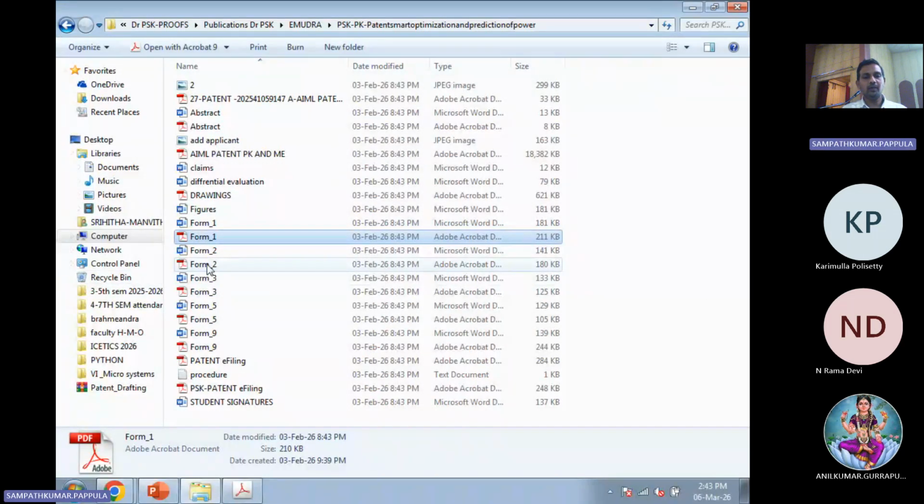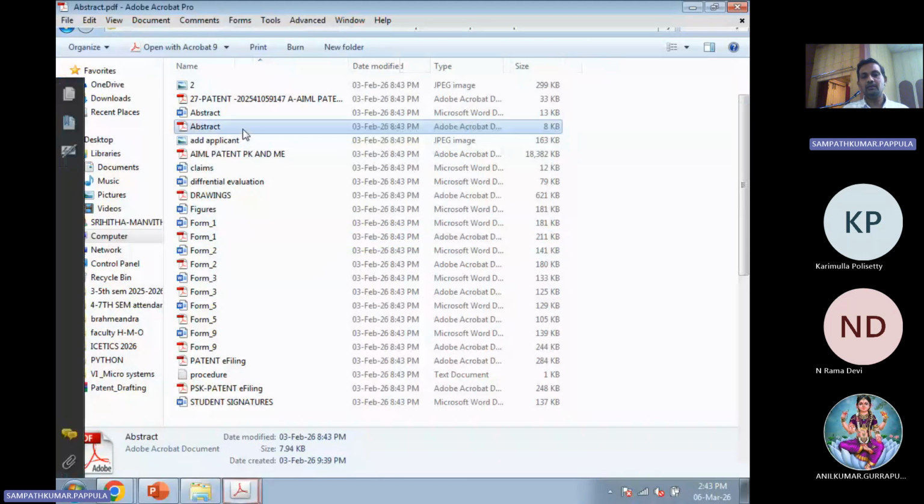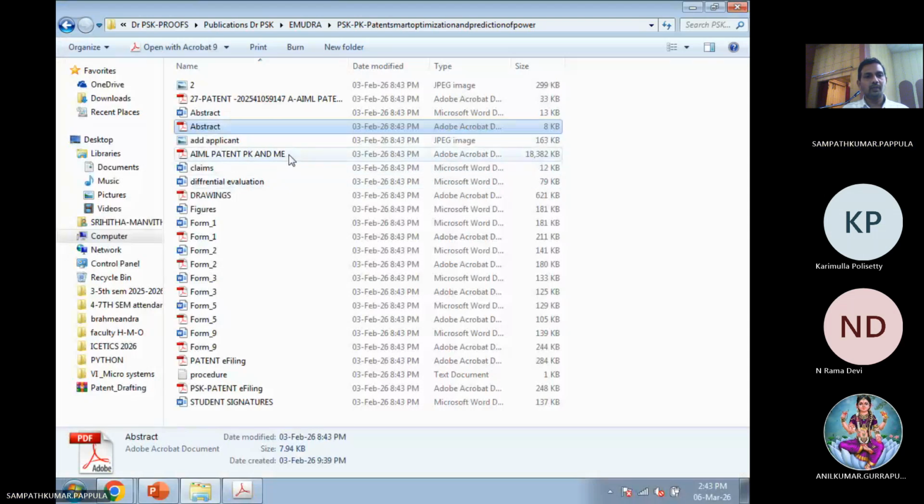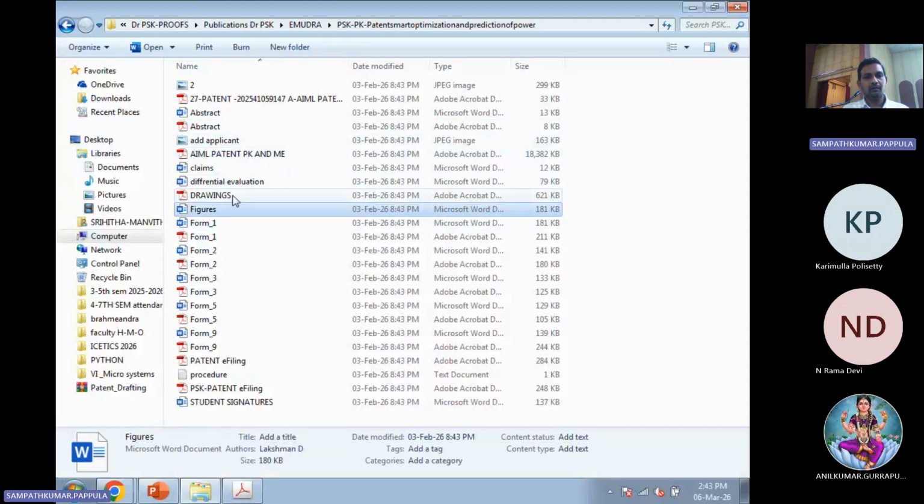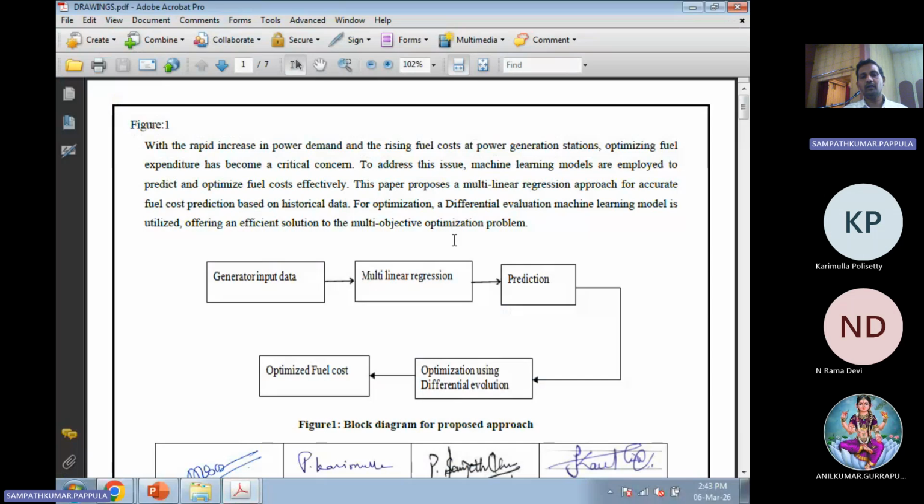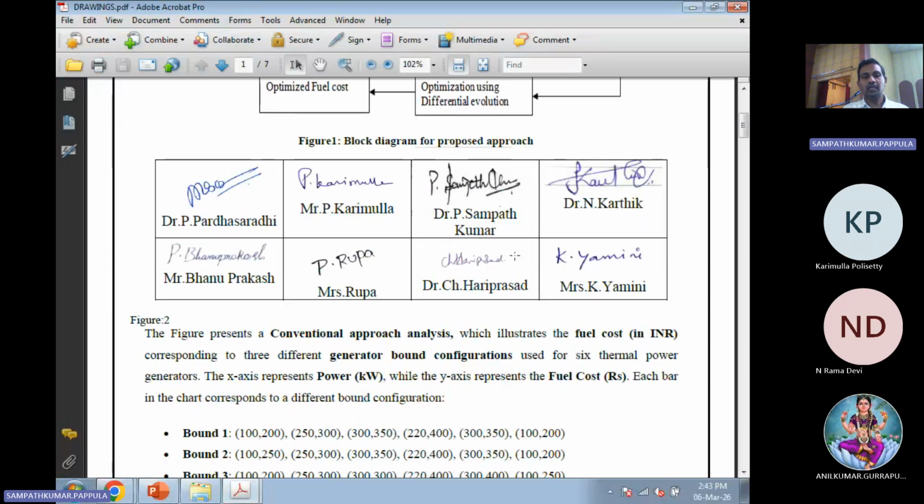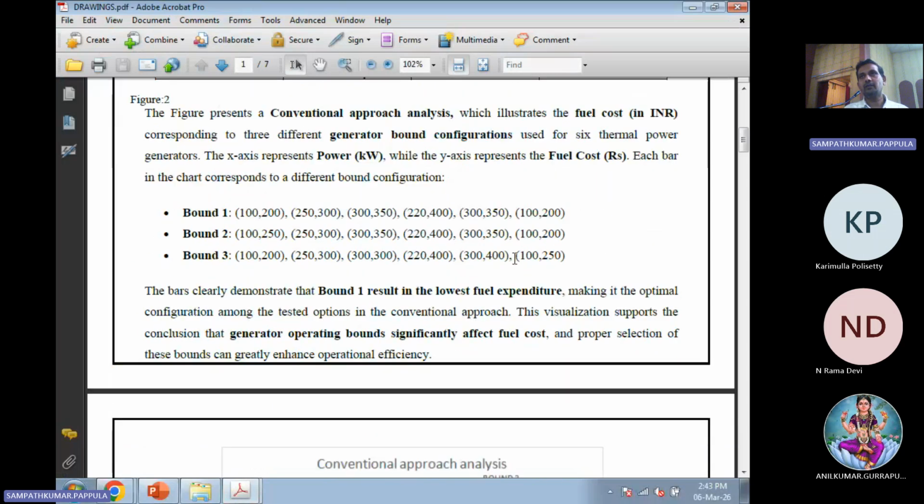Similarly, Form 2, Form 3, Form 5 and all the required forms, you need to fill all of them. The abstract is different, and the figures are also different. I will show you the drawings: Figure 1 and the description of this figure. You need to write a description of the figure, and again you need to add signatures. Like this, you need to prepare the figure files. How many figures? If 10 figures are there, you need to claim all 10 figures here.